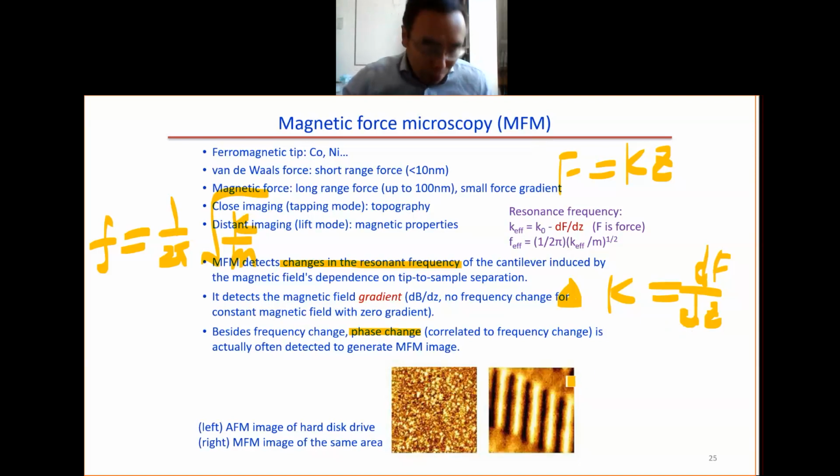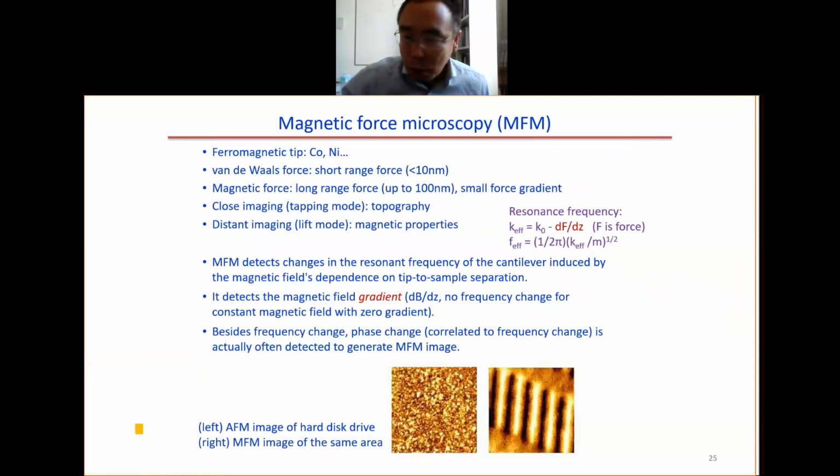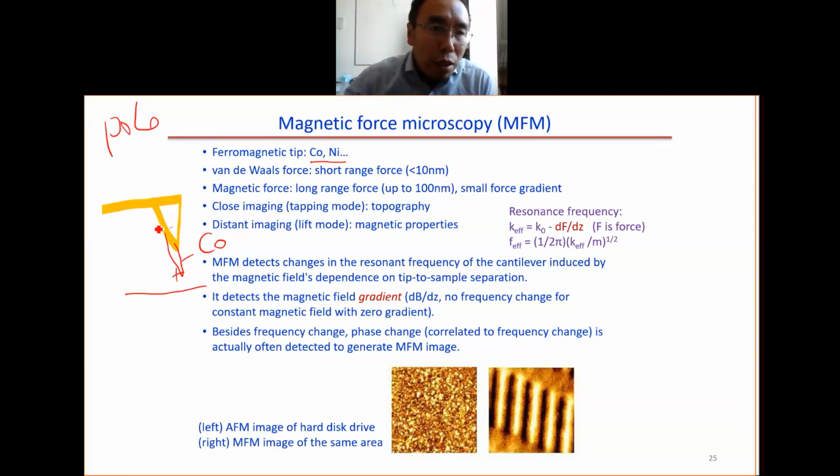For the magnetic tip, what do you do here? You have the tip, then you coat a layer of magnetic material. For example, you can coat a layer of cobalt or nickel, those are magnetic materials. Then you have this sample. For the nickel, you have the magnetic pole, positive and negative. This is what you can consider as the north pole, and this is the south pole.